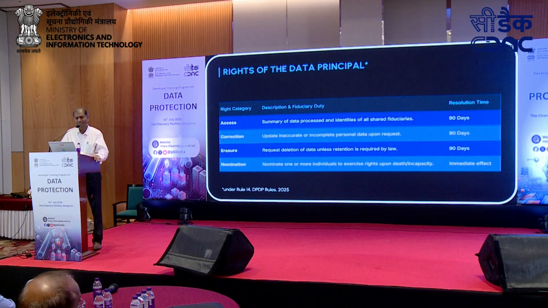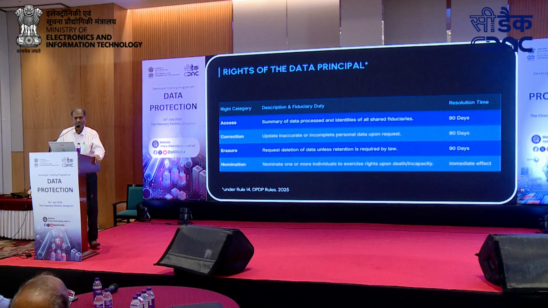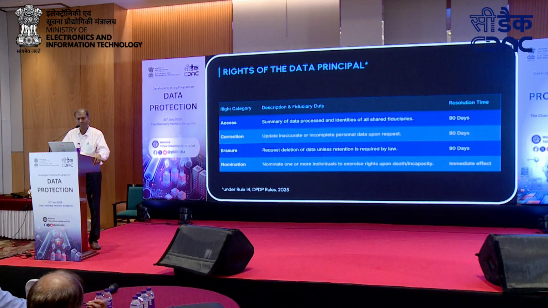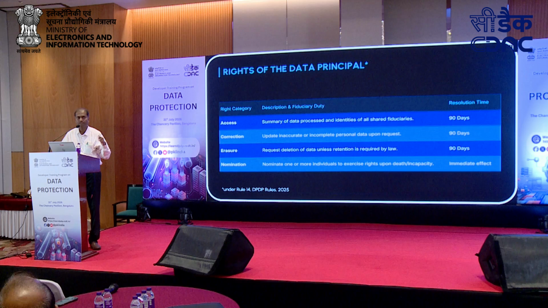So these are from the data principal. What are their rights? They can access their data: a summary of data processed, the identities of all the shared fiduciaries, and any issues that should be resolved in 90 days. Any correction the data principal can request. For example, if there is a change in address or something, they can update it. If there is any incomplete data, they can update it. The resolution time for all of these is 90 days. Within 90 days they should be doing it.